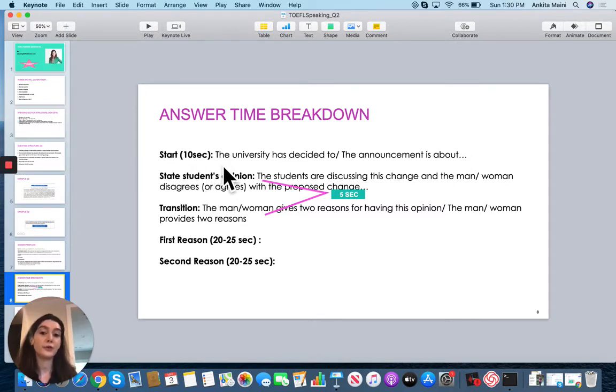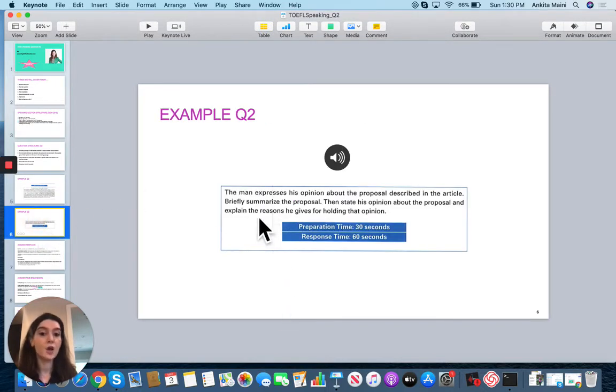Now let me tell you, there's a caveat here. This question said, briefly summarize the proposal. So we have to kind of state what the proposal is about. And then we have to also tell the grader why the university has decided to do that. So we have to kind of briefly give 2 reasons that the university gives in the reading passage.